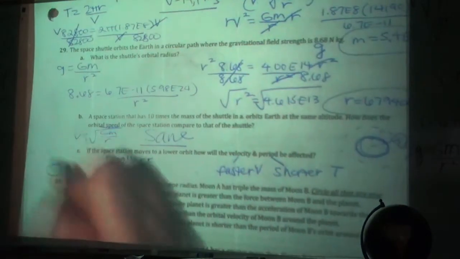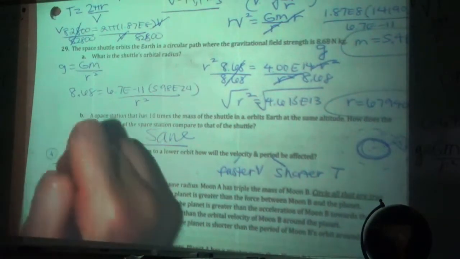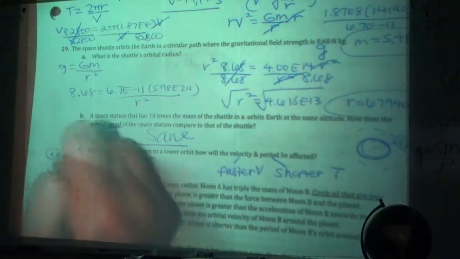Two moons orbit the same planet at the same radius. Moon A has triple the mass of Moon B. It helps to draw a picture. I've got Moon A and Moon B. Moon A is bigger than Moon B, and they are both at the same radius around the same planet.